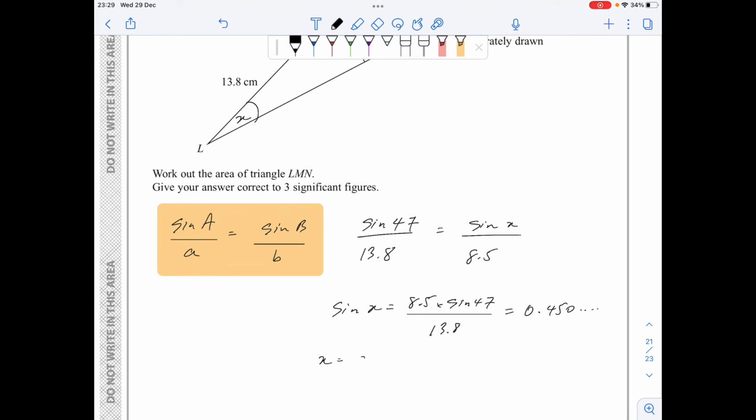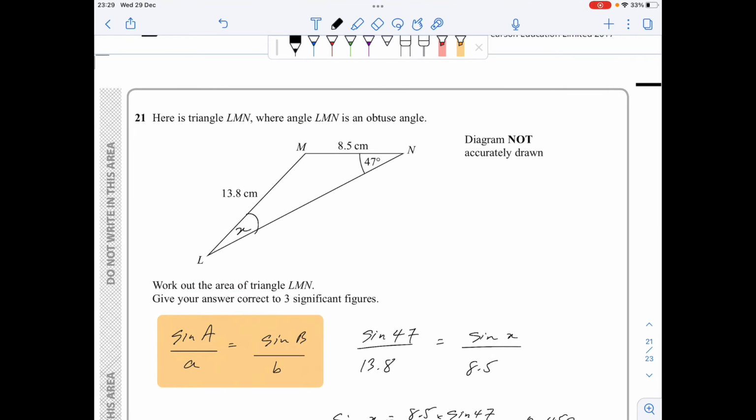So x is inverse sine of this number, which will give me an angle of 26.77 and so on. And then to find the area, I will need this angle here, which I labeled y.